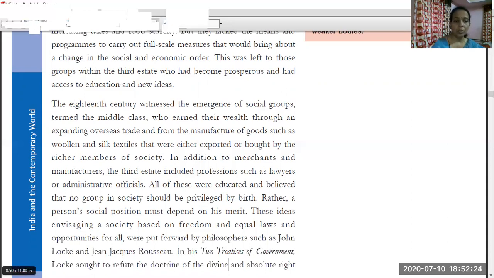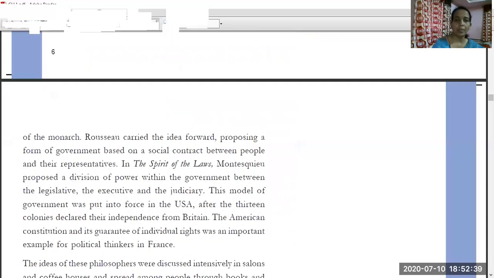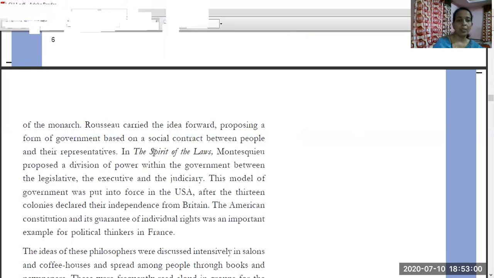Locke sought to refute the doctrine of the divine and absolute right. He showed his opposition to that doctrine, where privilege was obtained by birth. People should not get privileges by birth. Rousseau, another philosopher who worked here, carried the idea further, proposing a form of government based on the social contract. Rousseau was saying the government is the social contract between the people and the representatives of the people.